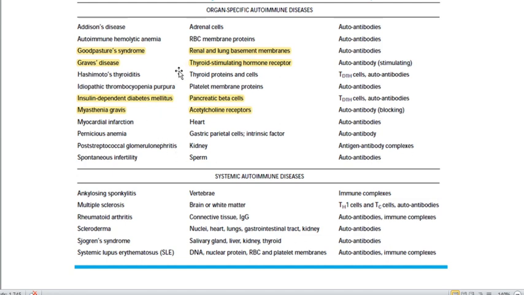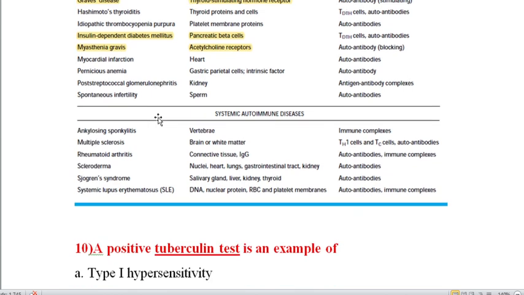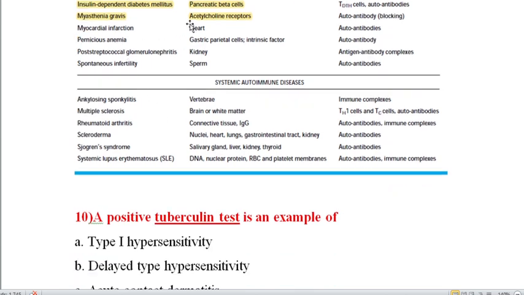Next, in Graves' disease, the self antigen is located on the thyroid stimulating hormone receptor, whereas in Hashimoto thyroiditis, the self antigen is thyroid protein and thyroid cells. Next, in insulin dependent diabetes mellitus, the self antigen is located on the pancreatic beta cell. In myasthenia gravis, the self antigen is located on the acetylcholine receptor, whereas in multiple sclerosis, the self antigen is in the brain or white matter. Next, in myocardial infarction, the self antigen is in the heart, and in pernicious anemia, the self antigen is either in the gastric parietal cells or is intrinsic factor.